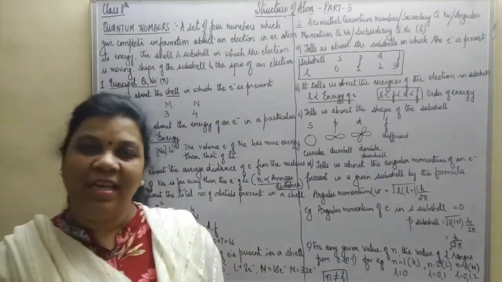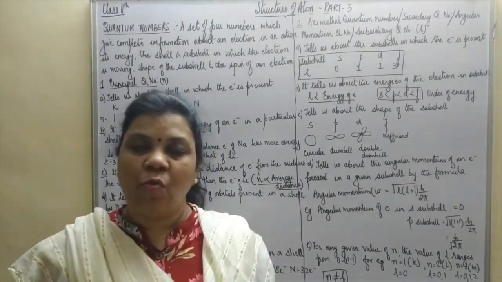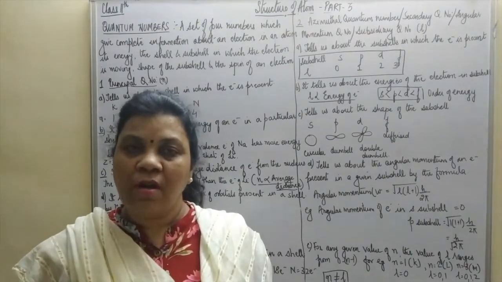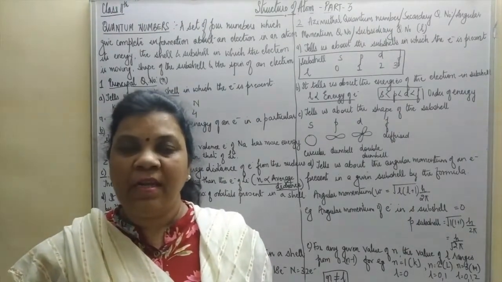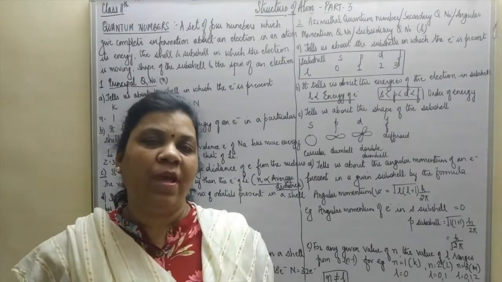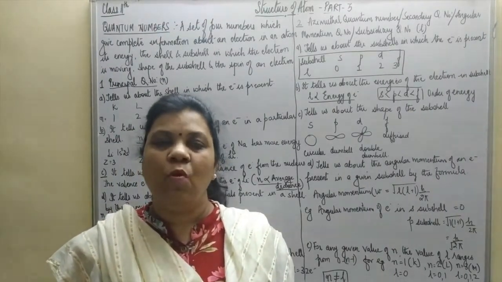Let us now study a very important topic of the unit, structure of atom, that is quantum numbers. We will discuss first what quantum numbers are, how many types of quantum numbers we have, and what is the significance of each type of quantum number. So let us start with the introduction of the quantum numbers.